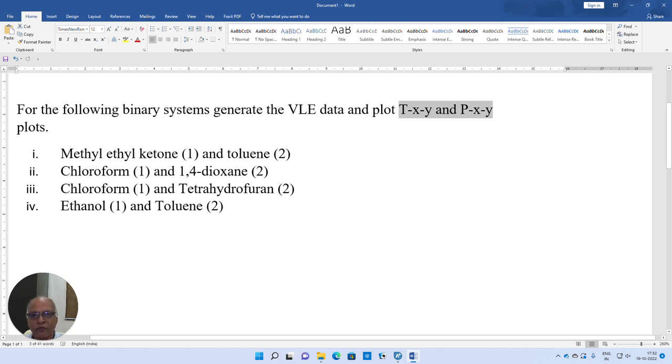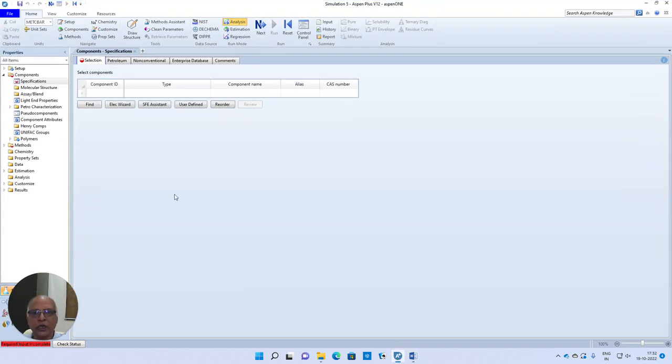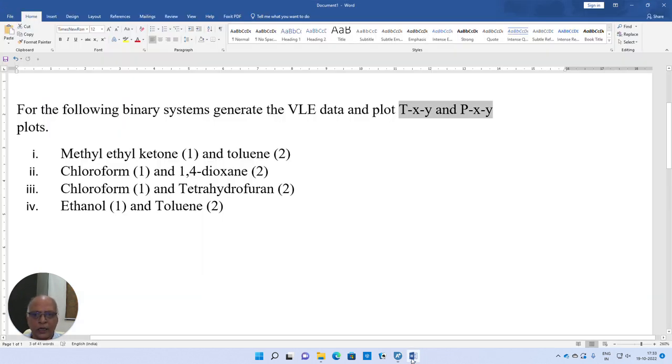So I have taken 4 different systems to do these analyses. In fact, these 4 systems are taken from your thermodynamics. So let us see how to plot these diagrams using Aspen. So let me define all the components that I have in this: methyl ethyl ketone, toluene, chloroform, so on.